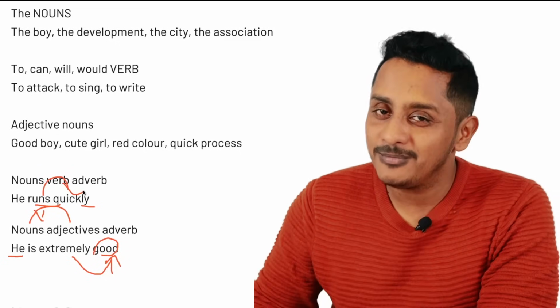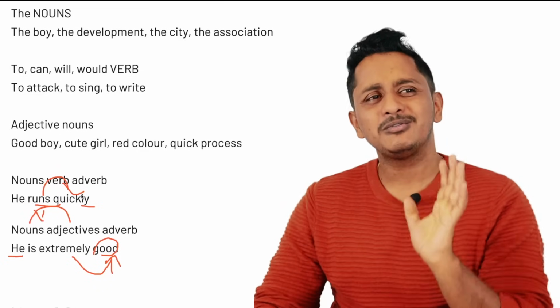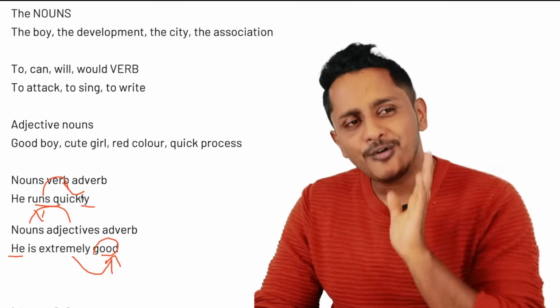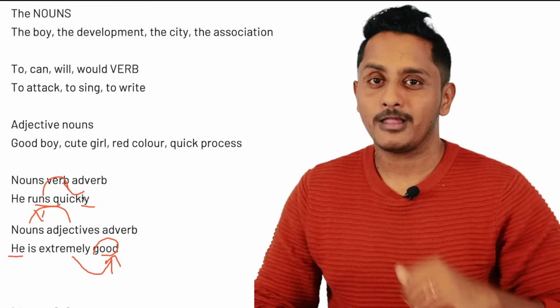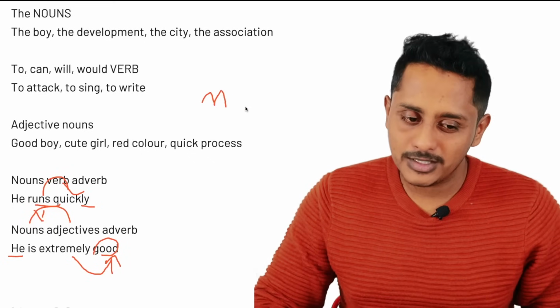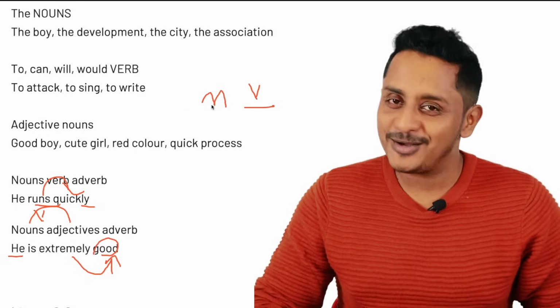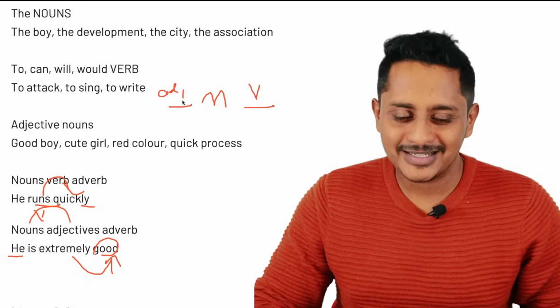After a verb, an adverb comes. It's not before or after; it's for an adjective that an adverb comes. For a verb, an adverb comes. Usually, what we need: if a noun is there and after that there is a blank, that's a verb. If a noun is there and before that there is a blank, that's an adjective.